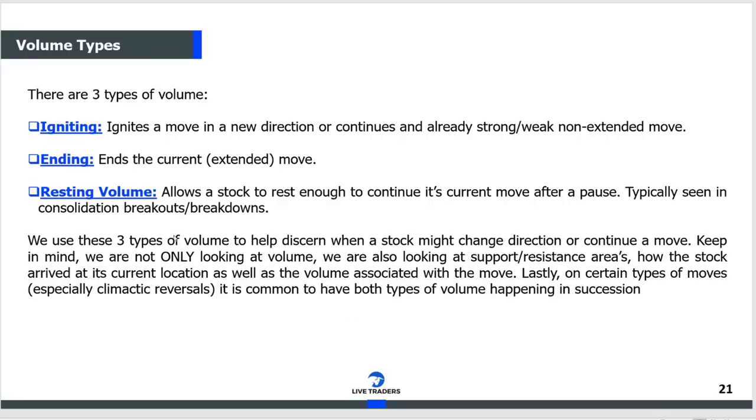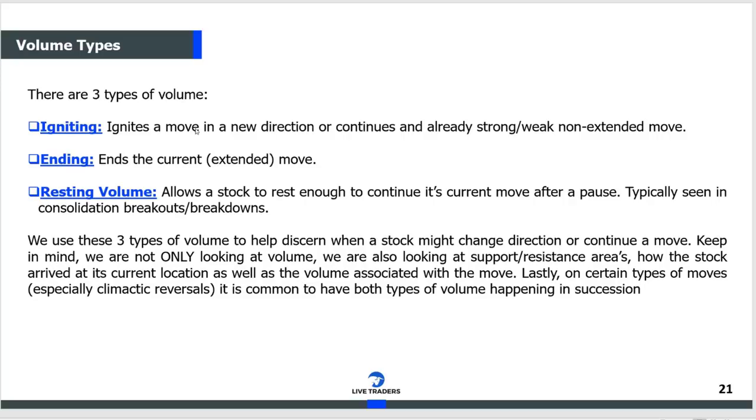So remember, there are three kinds of volume to help us discern when a stock might change direction or continue a move. Keep in mind, we are not only looking at volume, we're also looking at support resistance levels, how the stock arrived at its current location, as well as the volume associated with the move. Lastly, on certain types of move, particularly climactic reversals, it is common to have both types of volume happening in succession. So we have three types: igniting, ending, and resting.